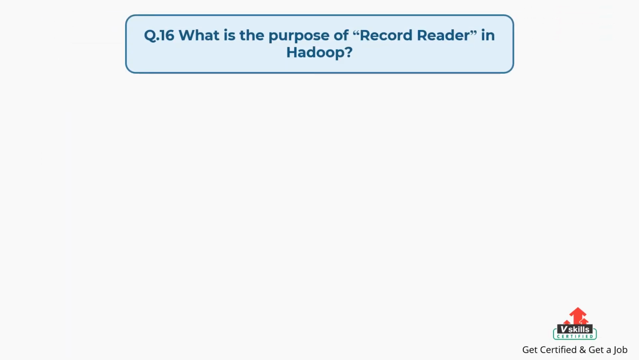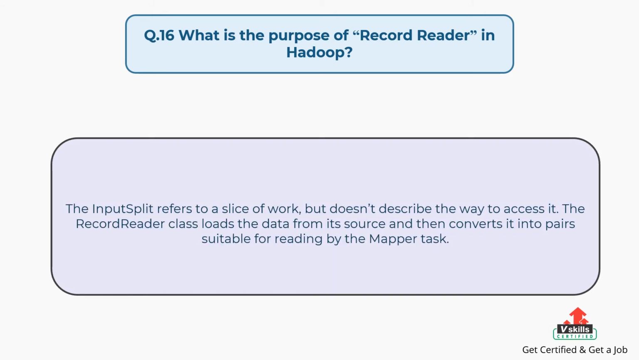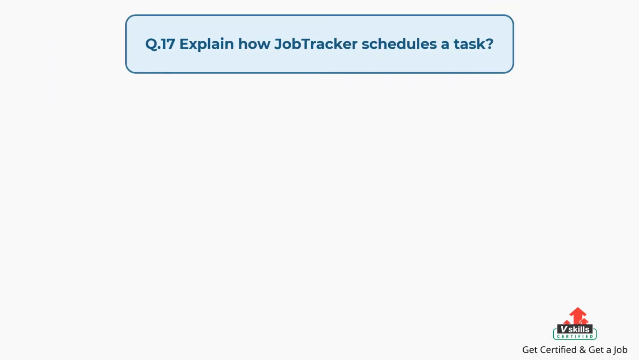What is the purpose of record reader in Hadoop? The answer is, the input split refers to a slice of work, but doesn't describe the way to access it. The record reader class loads the data from its source and then converts it into pairs suitable for reading by the mapper task.